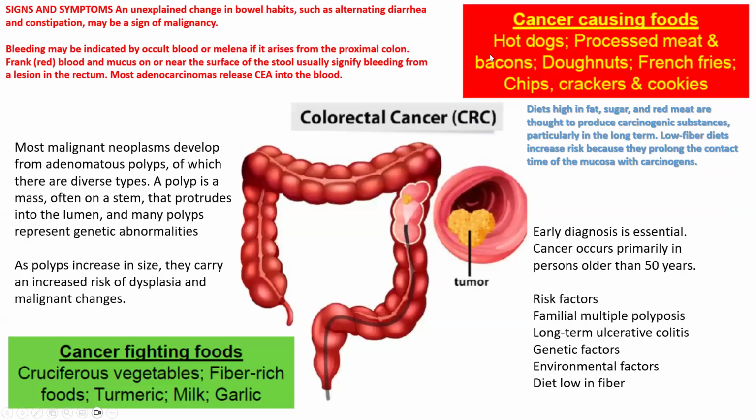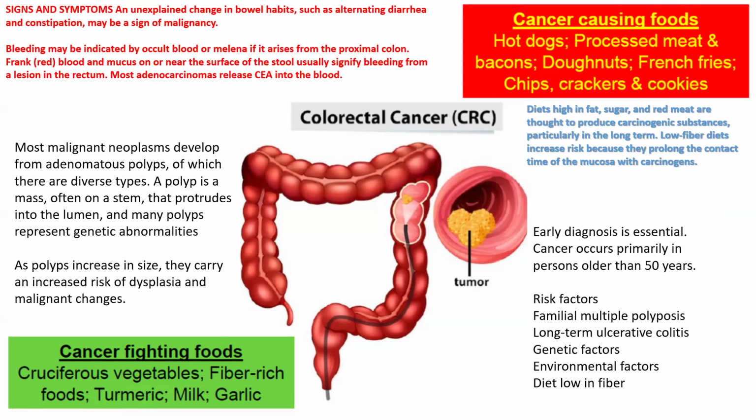So signs and symptoms are going to be unexplained changes in the bowel habits. So alternating diarrhea and constipation, bleeding. Usually they'll have occult blood. So what's that mean? Blood in the stool? Can you see it? No, you've got to test for it with one of those tests, okay?